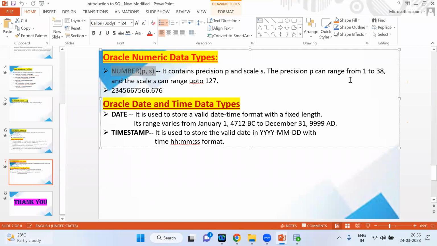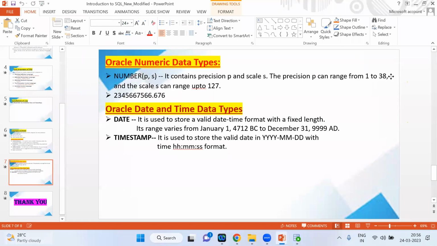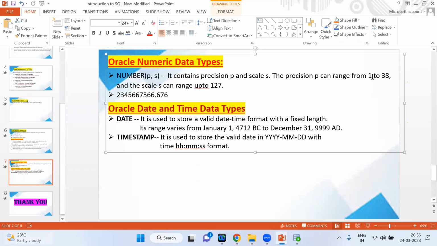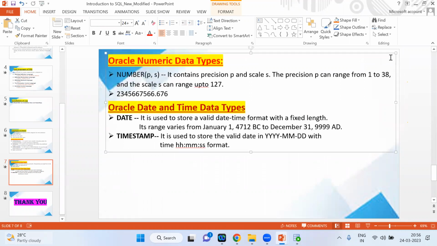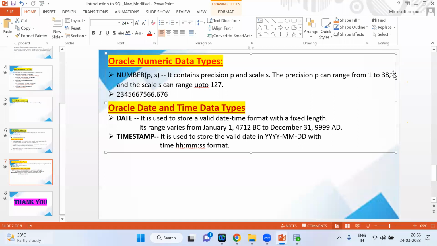The precision P can range from 1 to 38. So the maximum value you can assign in this range, up to what digit you can enter, is up to 38. Even if you mention 38, you will not be able to count how much of a value it will have. If you put 38, you will not be able to count how many of the 38 digits will be there.